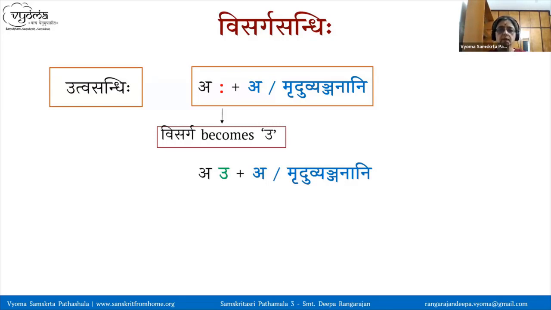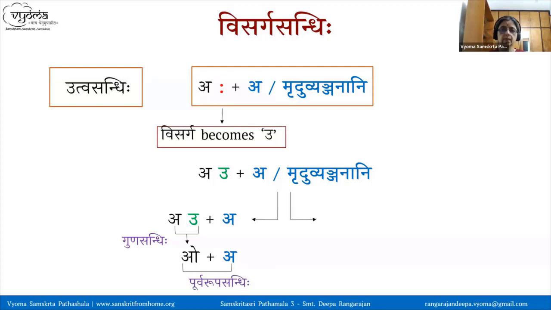Which again can be followed by a or mridu vyanjana. So if a followed by u and the next letter is also an akara, what happened? The first akara and ukara together, you will get a guna sandhi. When akara and ukara join, it will become o. And then it is followed by akara. So when o is followed by akara, we have seen the condition for purva rupa, a or o followed by an akara, hrasva akara, will cause the purva rupa to prevail, which means only okara will remain. So you get a purva rupa sandhi.